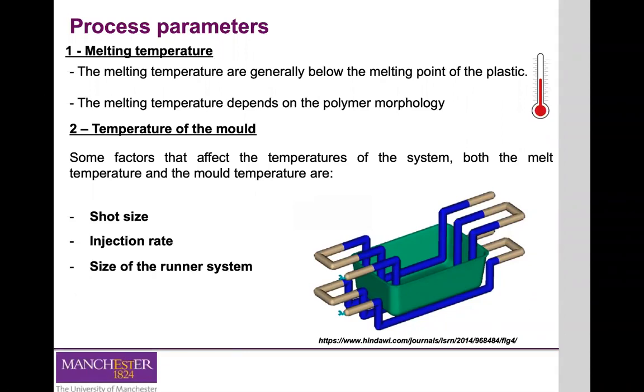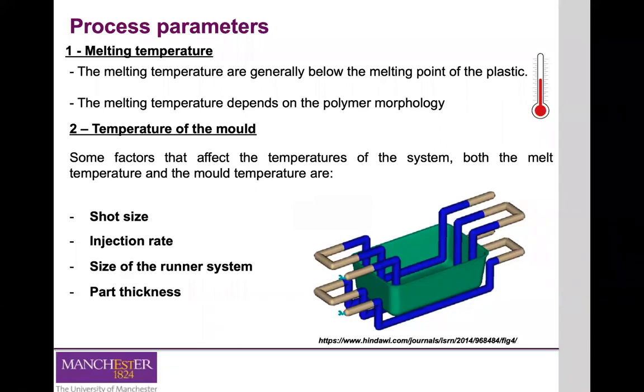Also, the size of the runner system can affect the temperature in your mold and also the temperature that you set on the injection cylinder. So the longer your runners, or the channels used to inject and transport the material into the mold cavity, the higher the temperatures that you require in the molds and in the injection cylinder. Basically, this is because if the temperature is too low, the material can solidify within the runners and block the filling of the mold. So longer runners will require higher temperature to prevent premature freezing of your plastic material.